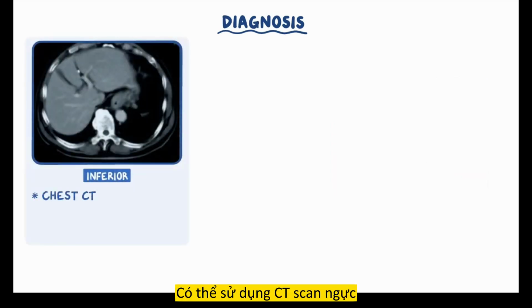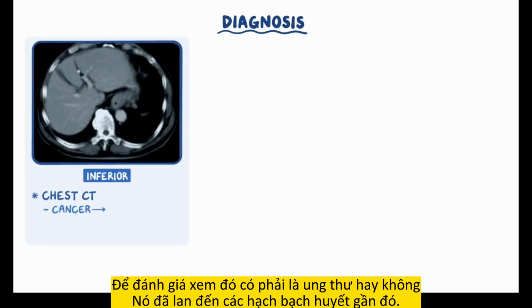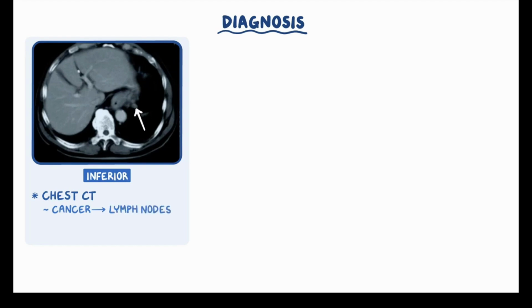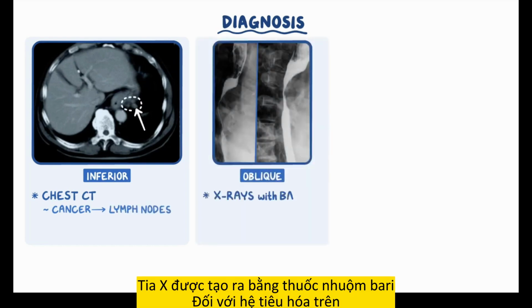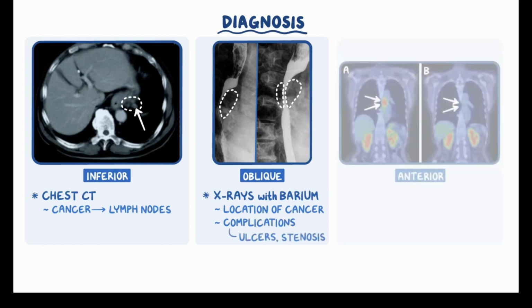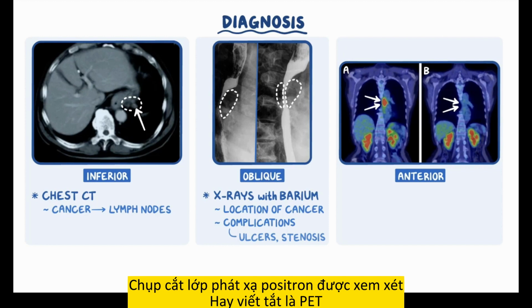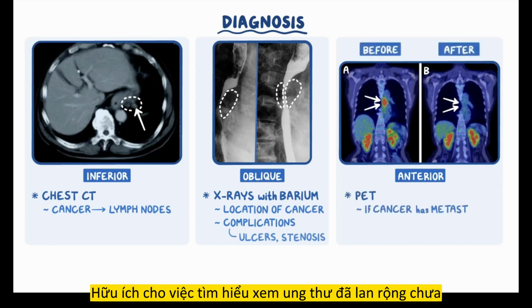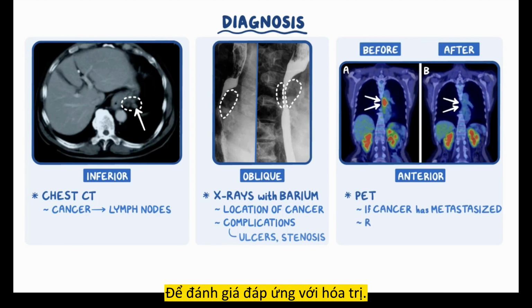Chest CT can be used to evaluate if the cancer has spread to nearby lymph nodes. X-rays with barium contrast of the upper GI tract can be useful to identify the location of the cancer and complications like ulcers or esophageal stenosis. A positron emission tomography, or PET for short, is useful to see if the cancer has metastasized and to evaluate the response to chemotherapy.